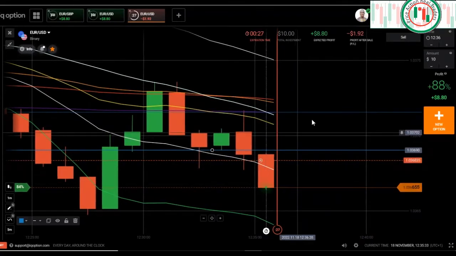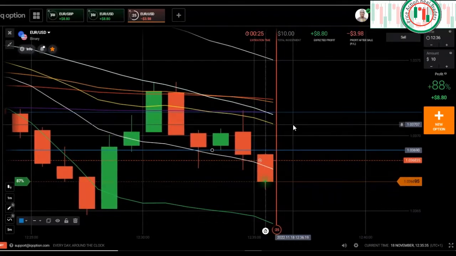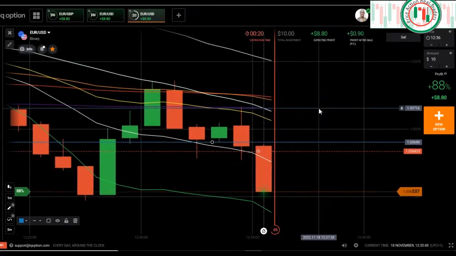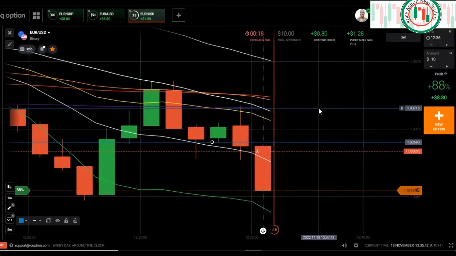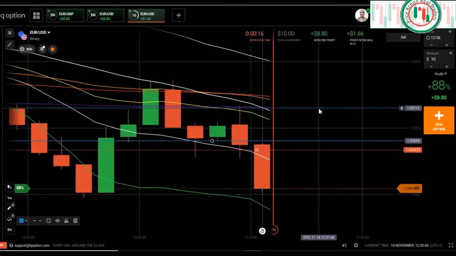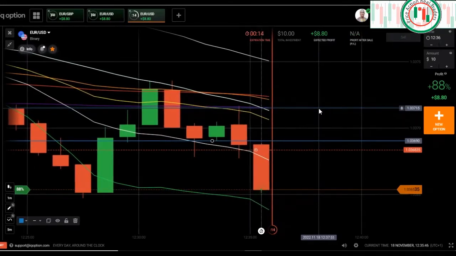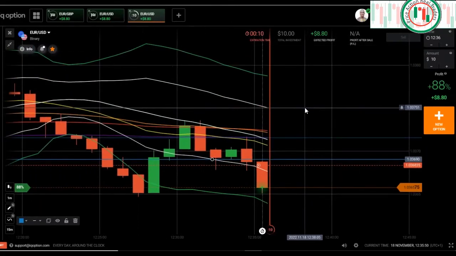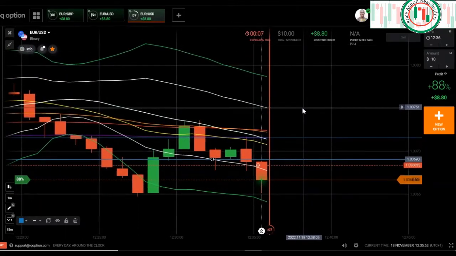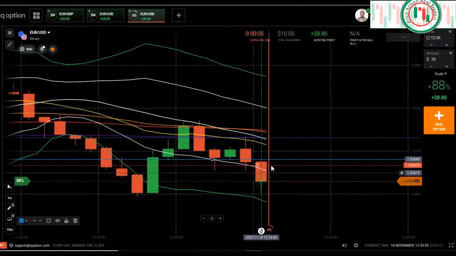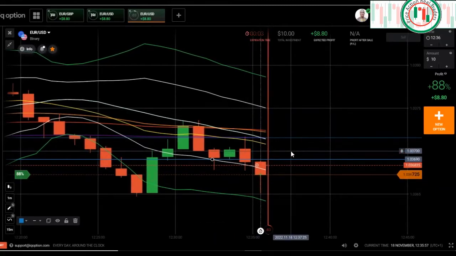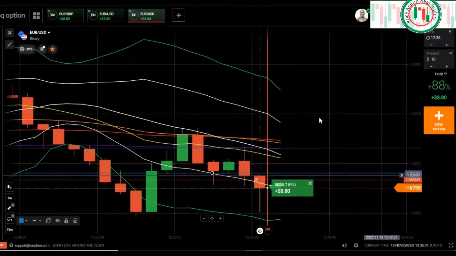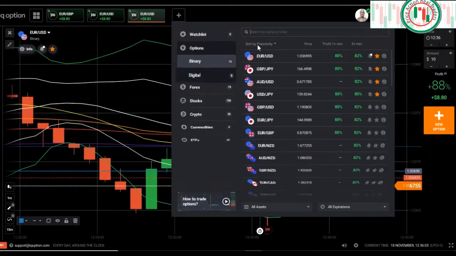You see, very strong pullback. I know market must go down. So market is going down because I know this is the retracement of this pullback. You see, winning trade.